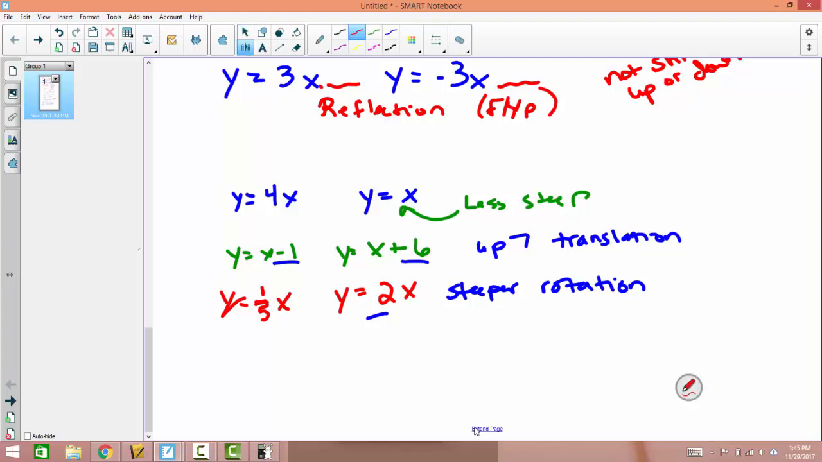And what about y equals 7x to y equals -7x? And that is a reflection because it goes from either the x-axis flip or the y-axis flip since it goes through 0, 0. We'll just put reflection.